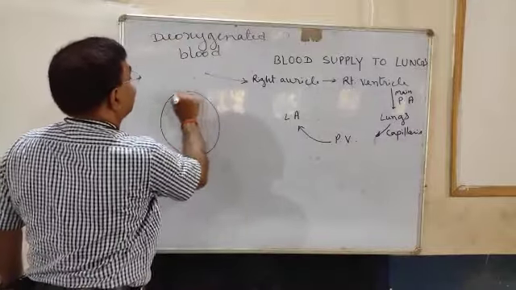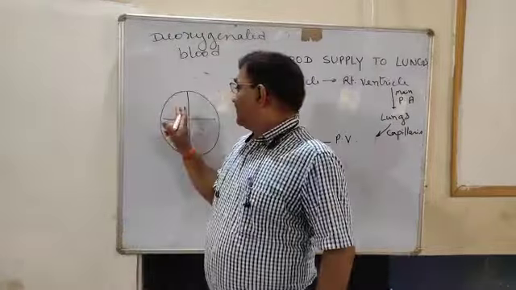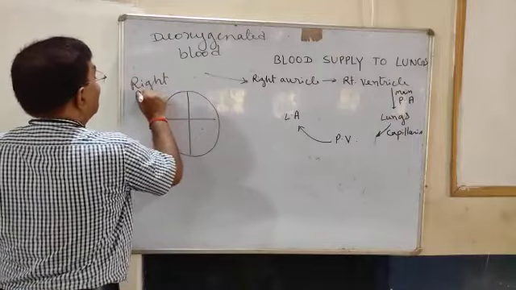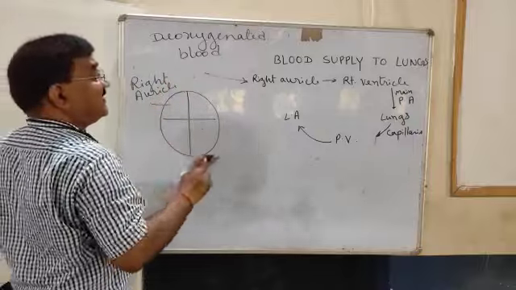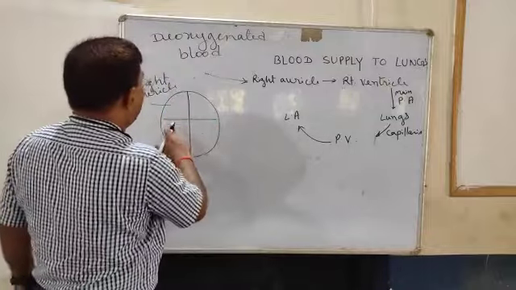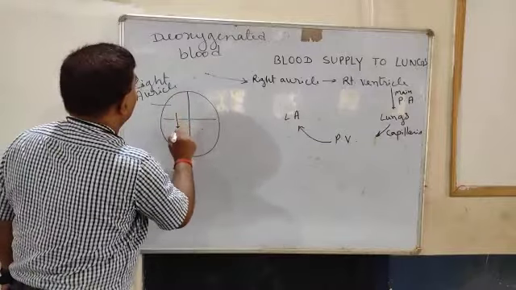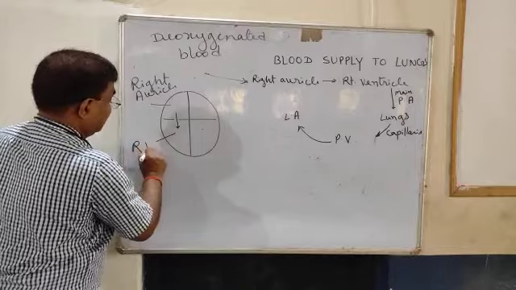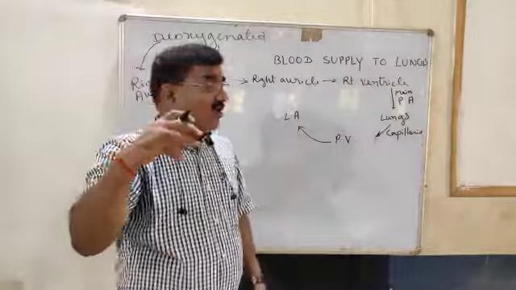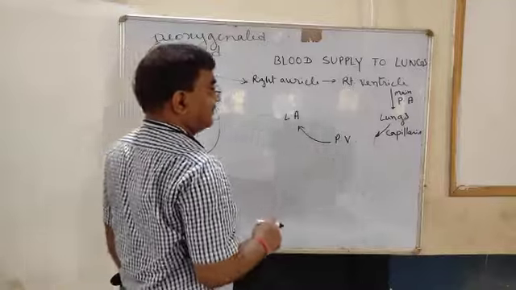Once more, try to understand. This is the heart, and this side, because I am standing this side, is the right auricle. The right auricle will receive deoxygenated blood from the body, and the right auricle will pump the blood. And the blood will go from where? From this passage, the blood will go to the right ventricle. Which type of blood? Deoxygenated blood. When the right auricle pumps, the blood will go to the right ventricle, deoxygenated.